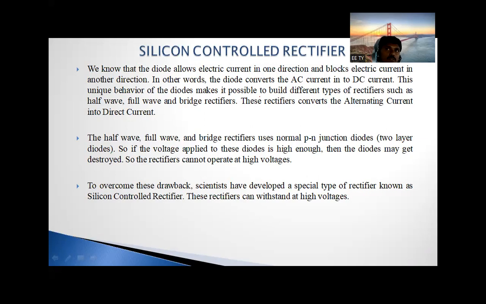This unique behavior of the diodes makes it possible to build different types of rectifiers such as half wave, full wave, and bridge rectifier. These rectifiers convert the alternating current into direct current. So simply we can say the diode allows the current in only one direction and blocks the current in the other direction. Due to this property, the diode can be used for converting AC to DC.